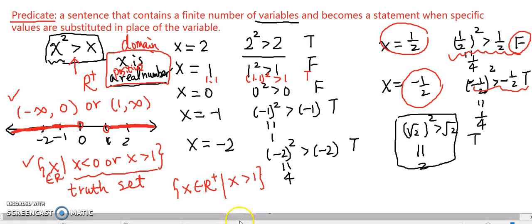All right, so this will be the truth set if the domain for x, or in other words, the values x can take, are positive ones. So that's the truth set for this predicate. So this is the predicate.